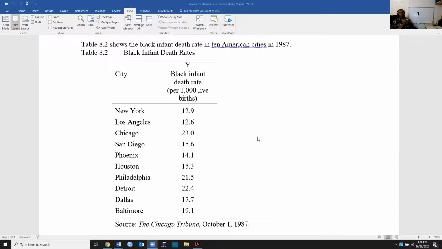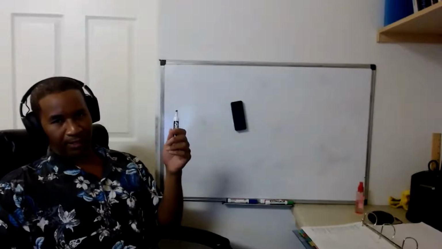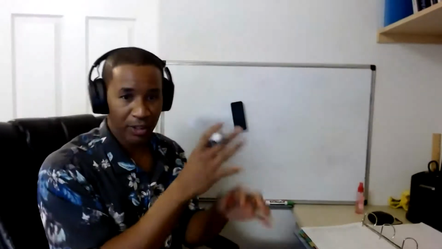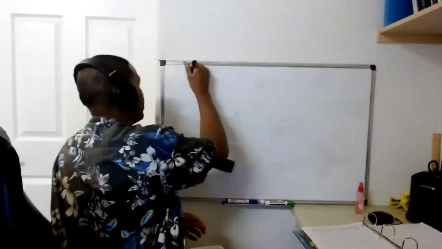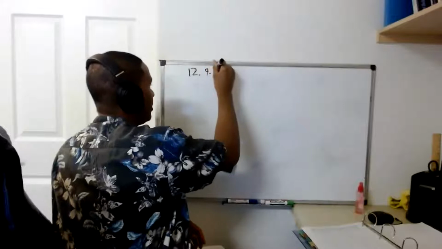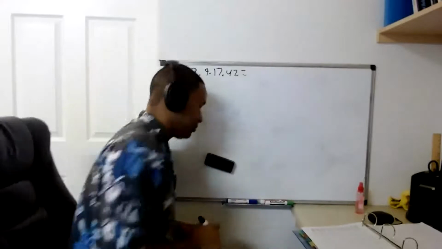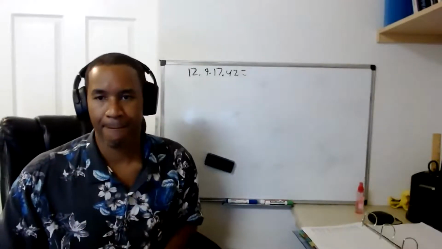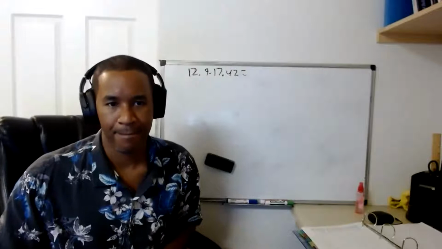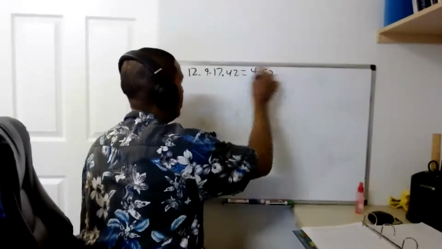Okay, so let's go ahead and do it together. We know the mean is 17.42. I don't have a calculator in front of me, so I need you all to feed me these numbers. For the first one, we're going to take 12.9 minus the mean of 17.42. When I do this subtraction, what do I get here? 4.52. So this is my deviation from the mean.